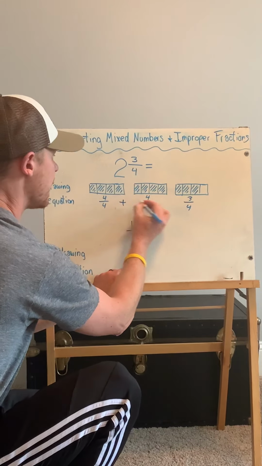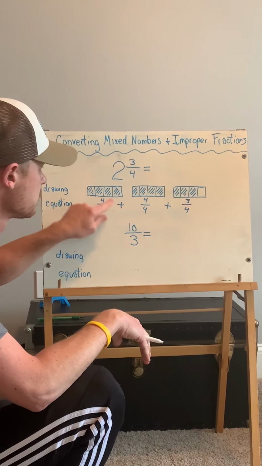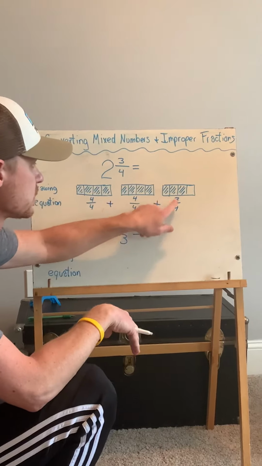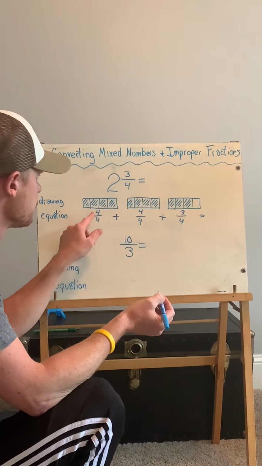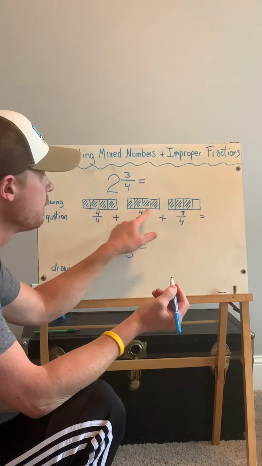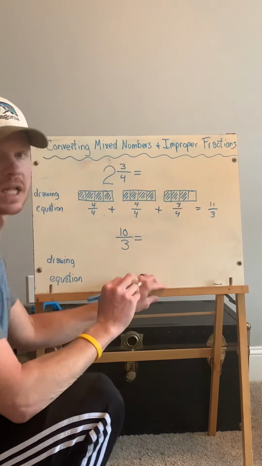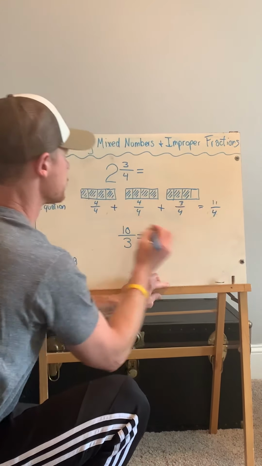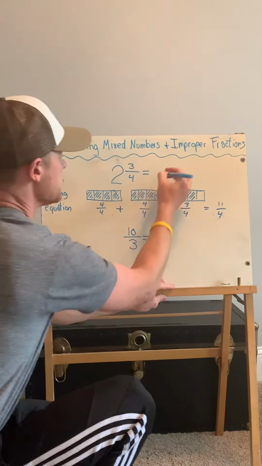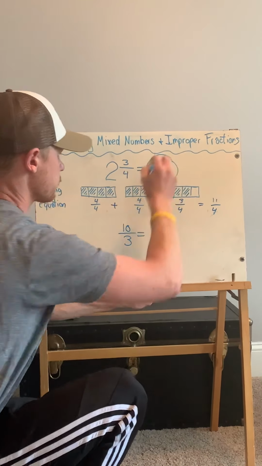Now my equation, I'm just going to simply add it across. 4/4 plus 4/4 plus 3/4 equals. All right, well, my denominator is the same, so I can do 4 plus 4, which is 8, and 8 plus 3, which is 11. So my answer is 11/3. Excuse me, it's 11/4. So 2 3/4 is the same as 11/4.